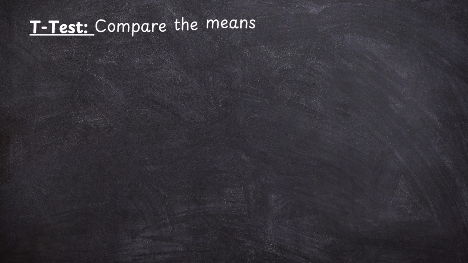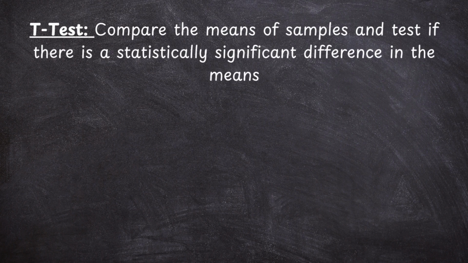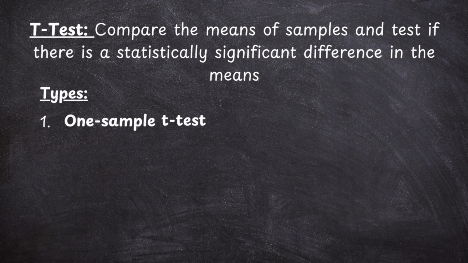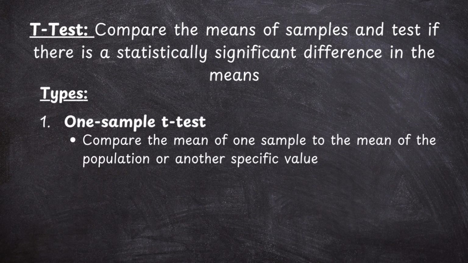So the first type of statistical test is a t-test. T-tests are used to compare the means of two different groups and test whether or not there is a statistically significant difference in the means. There are three different types of t-tests. The first is a one-sample t-test. This is where you compare the mean of a sample to the mean of the larger population. So to run this type of test, you would need to know what the mean of the larger population is.